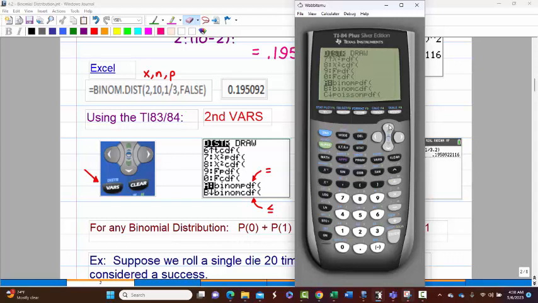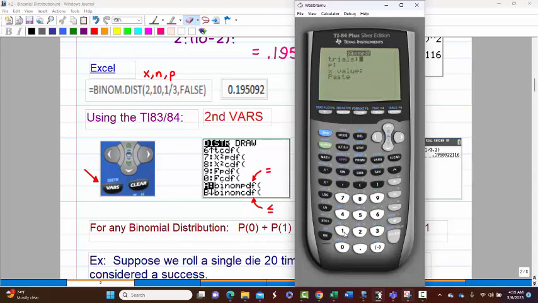Where Excel just separates it by using true or false, here false would be the single value. There's no true or false in the calculator. It's just whether you pick binom PDF or binom CDF. CDF would be the same thing as if I would have used true in Excel. In fact, I'm going to show you something in that other thing here in a second. But anyway, this is a PDF.